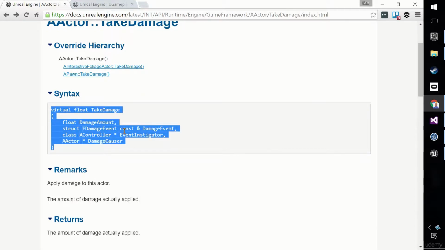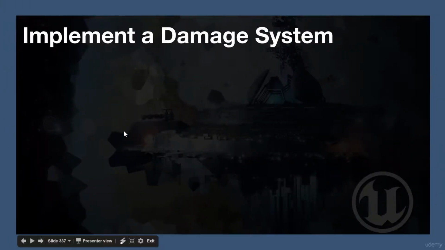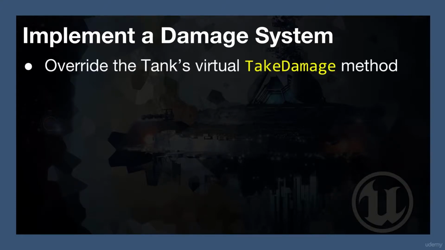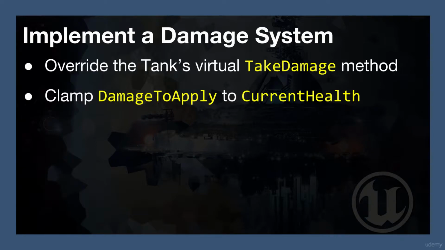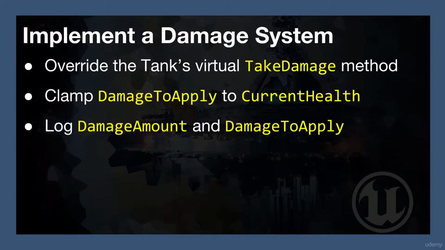And what I want you to do is take on the challenge of trying to implement tank damage. So take a look at that ActorTakeDamage method as linked in the resources, or just Google search for it. Override the method. It's a virtual method. We've done this before, virtual void override, all that sort of stuff. Although it's not void actually, so it's virtual float override in this case. Clamp the damage to apply to the current health. So inside we'll have something like DamageToApply equals the damage that comes in, which is called DamageAmount, as you can see in the signature. And we want to clamp that to the current health.